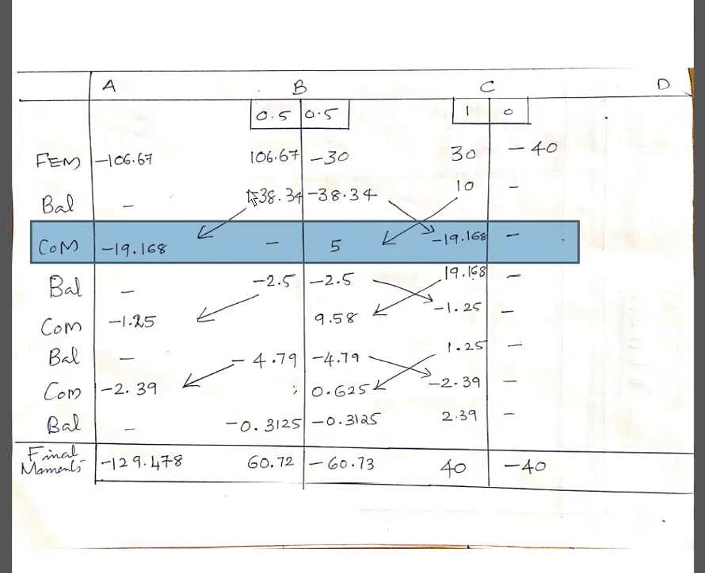So minus 38.34, sorry, divide by 2, which is equal to minus 19.168 will be carried to joint A. From A to B, there is no carryover moment because it is a fixed end. So from B to C, the moment should be carried, and from C to B also the moment should be carried because they are both rollers. So from B to C, it is minus 19.168, and from C to B it is 10 by 2, 5.